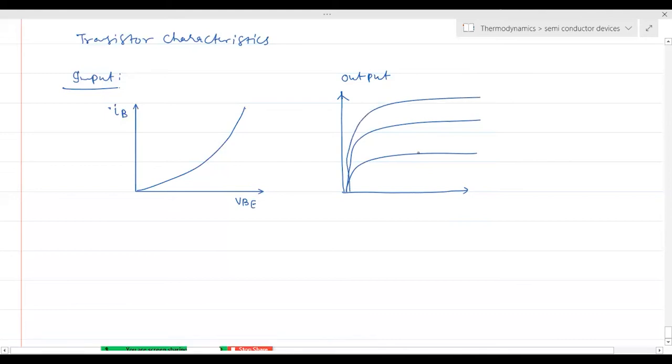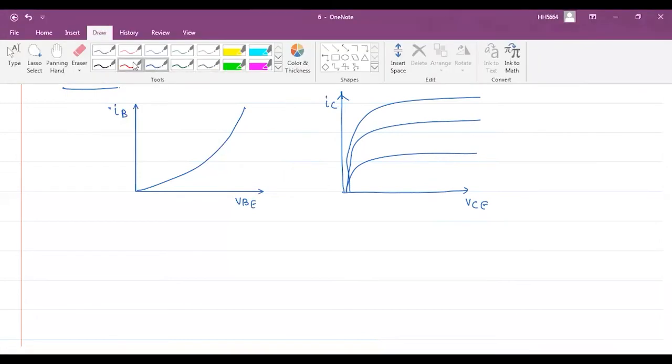So this is called output characteristics. It is plotted between output voltage and output current. So this is the input and output characteristics, and we need to learn only one or two words from here.